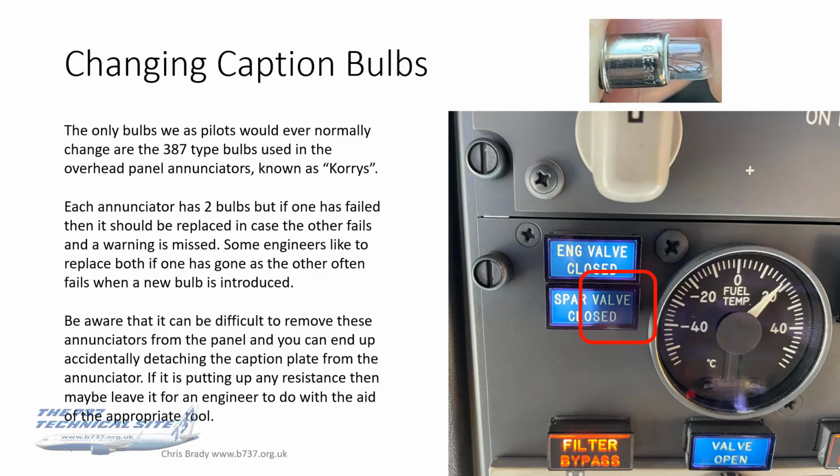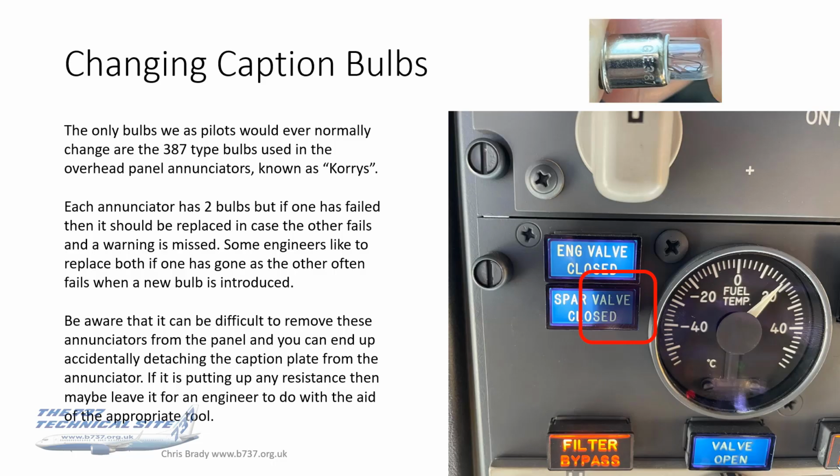Now, the only bulbs we as pilots would ever normally change are the 387s, which are used in the overhead panel enunciators, which are colloquially known as Corries, after the manufacturer of these captions.